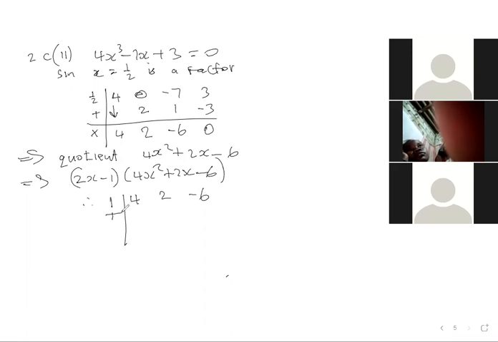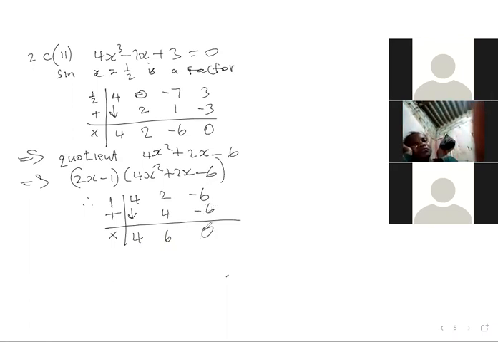Then you have a plus here, you have a times here, then you drop this, 4 you write there. Next, you have 1 times 4, you're getting a 4. Adding the 2, you're getting a 6. Then 1 times 6, you get -6. Adding the 2, you get 0, which is the remainder. So at this stage, your quotient is 4x plus 6.